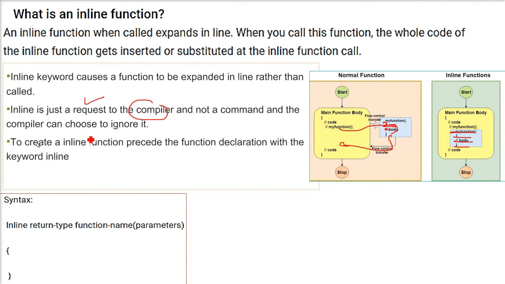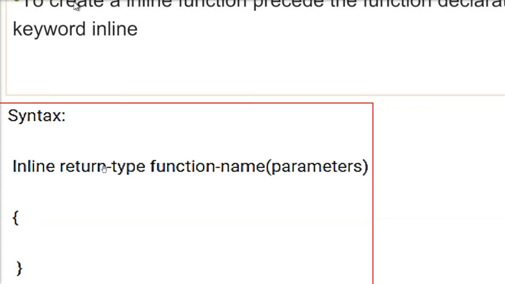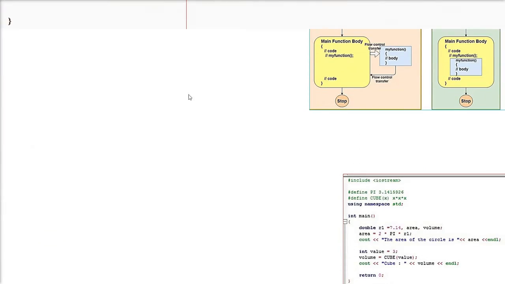In order to create an inline function, just write inline before the function name. You have to declare the function with the keyword inline. Right? You have to write inline here if you want to make this function inline, if you don't want to make it a normal function. In various ways, this inline function helps.